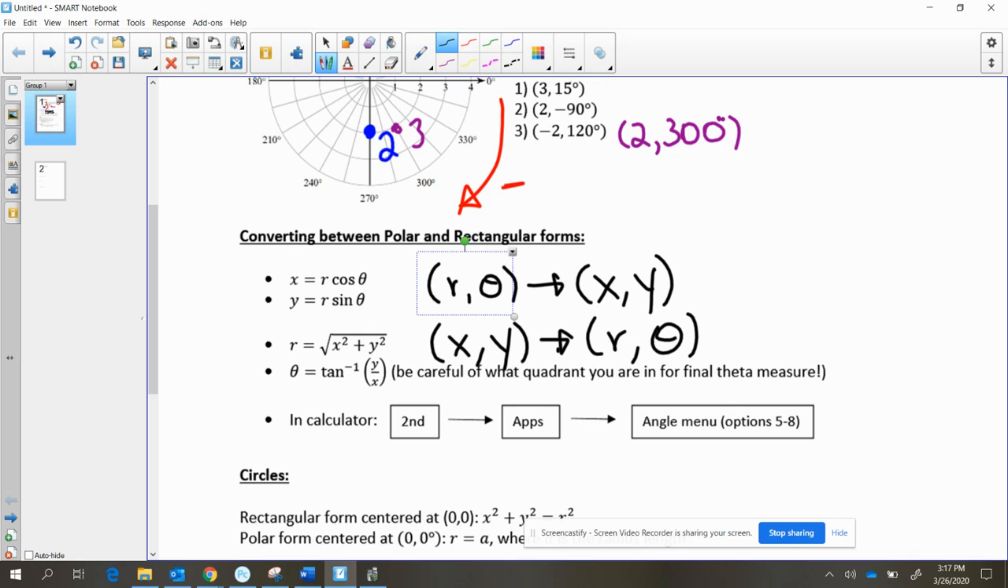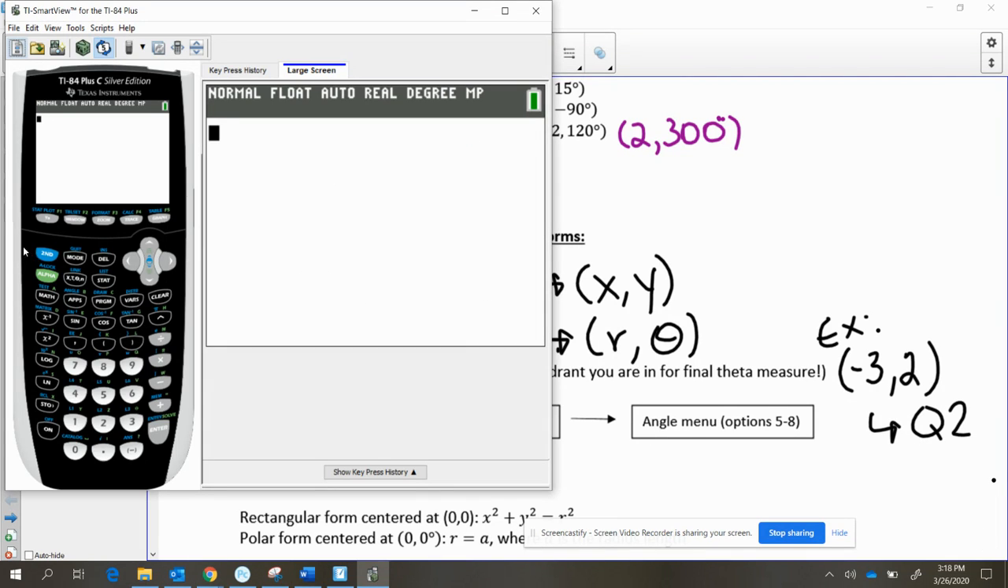Now be careful of what quadrant you are in for that final theta value, because for instance, if we are at the point -3, 2, for an example, we're in quadrant 2, right? Left 3, up 2, we're in quadrant 2. So we need to make sure our final answer represents a theta value in quadrant 2. Now also be careful with the negative. When you're typing this in your calculator, make sure you're putting that -3 into parentheses when you square it, because otherwise it's going to affect your answer. And then just be safe, parentheses 2.